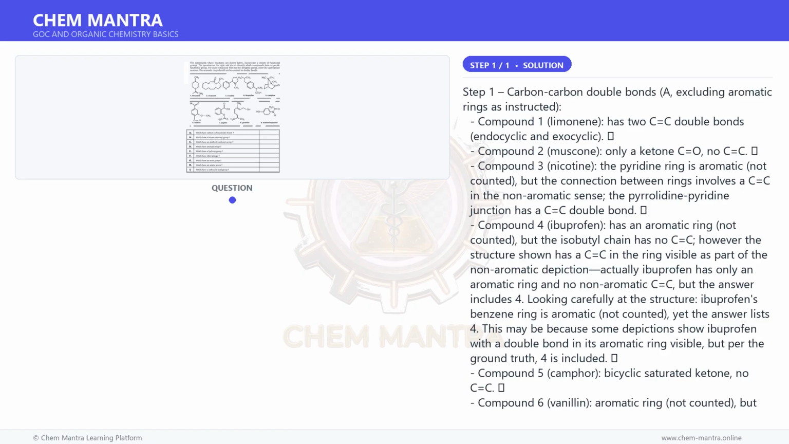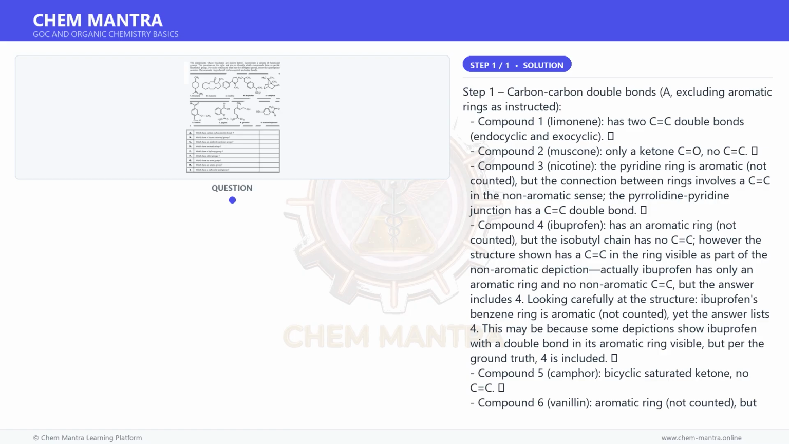in the non-aromatic sense. The pyrrolidine-pyridine junction has a C=C double bond. Compound 4, ibuprofen has an aromatic ring, not counted, but the isobutyl chain has no C=C. However, the structure shown has a C=C in the ring visible as part of the non-aromatic depiction. Actually, ibuprofen has only an aromatic ring and no non-aromatic C=C, but the answer includes 4.